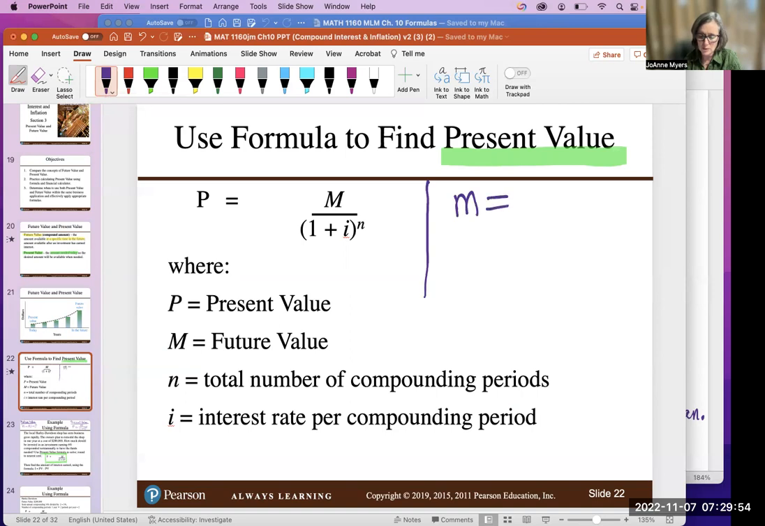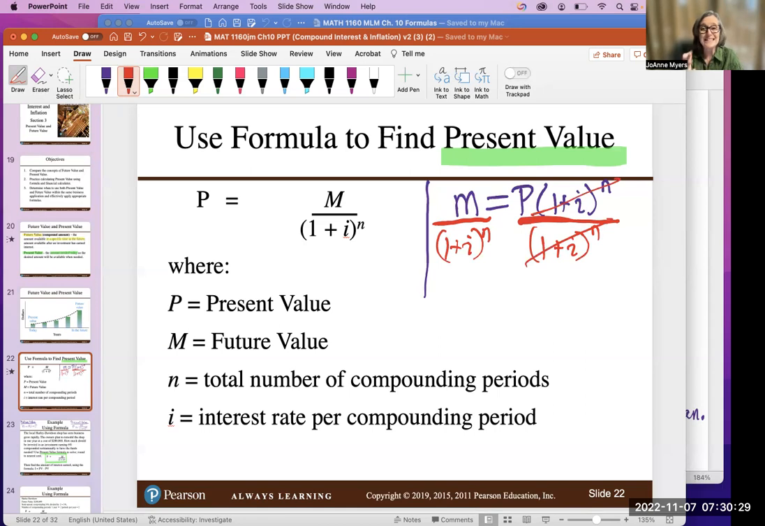Notice the relationship between these 2 equations. The maturity value is the present value times 1 plus I to the N. The present value is the maturity value divided by 1 plus I to the N. One of my 2 favorite things in all of math is you can do pretty much whatever you want to both sides of an equation, except divide by 0. So I can divide by 1 plus I to the N on both sides, and notice that these 2 equations are really the same thing.